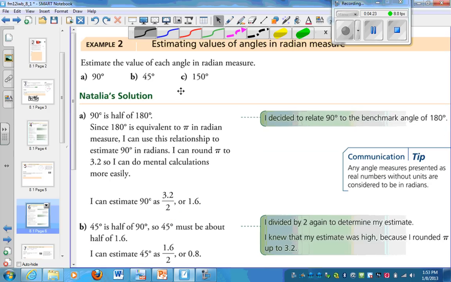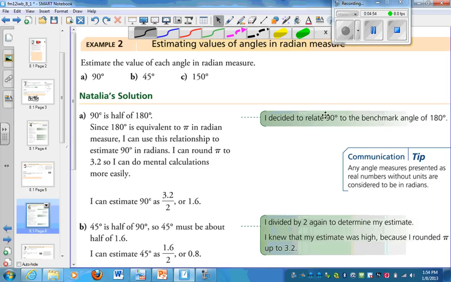Okay? So I'm going to estimate each of these in angle measurements. So 90. Well, 90 is half of 180. Since 180 is pi, I can use this relationship to estimate 90. If I rounded pi to 3.2, I can do this easily. So if pi is 3.2 and pi is 180, I want half of that, so that's going to be 3.2 divided by 2, or 1.6.